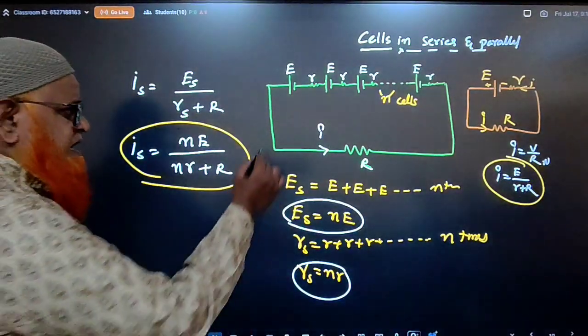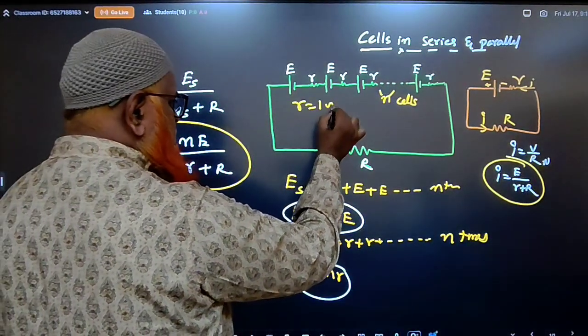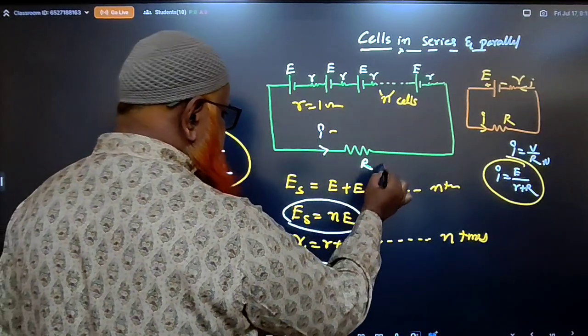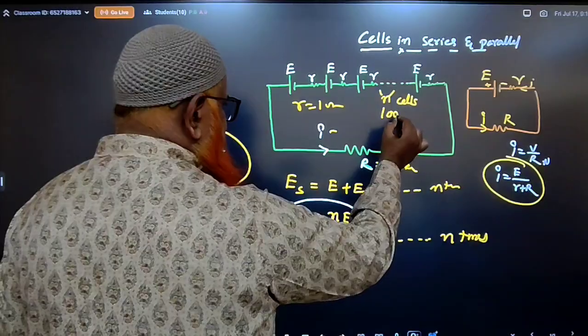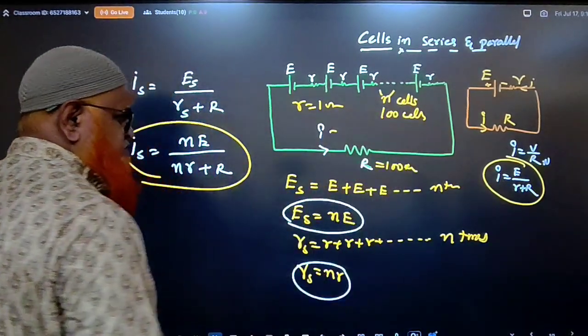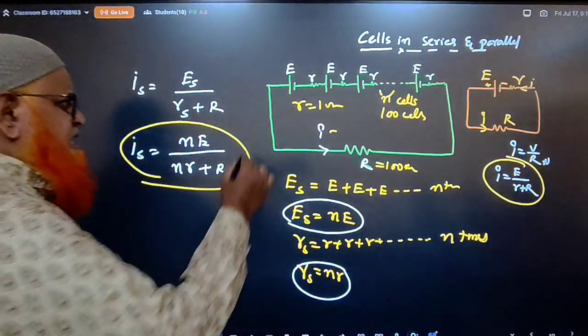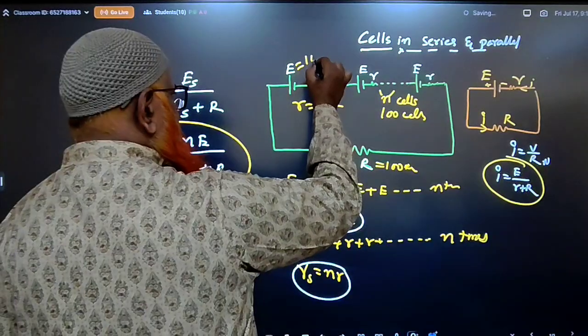For example, the internal resistance of each cell is 1 ohm. The external resistance is 100 ohms. How many cells are there? 100 cells are connected in series, and the EMF of each cell is, for example, 10 volts.